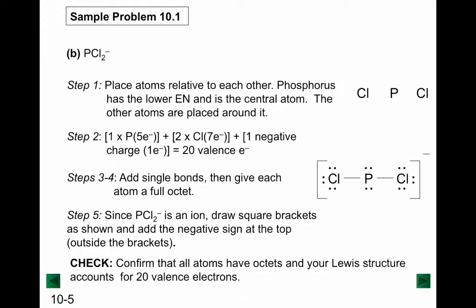We then formed our Lewis structure, but now we have to account for the fact that this is an ion that is negatively charged. So we draw square brackets around the entire Lewis structure, and we add the charge in the upper right-hand corner. That's what we would have to do for all ions, whether they are cations or anions: put the Lewis structure in brackets and put the charge in the upper right-hand corner. So hopefully you got the same answer that is shown here. If not, let me know and we will work through it together.